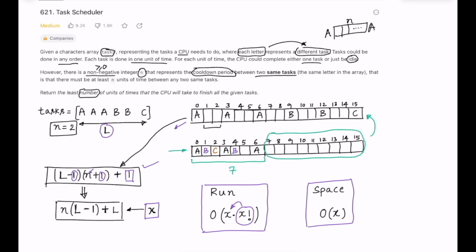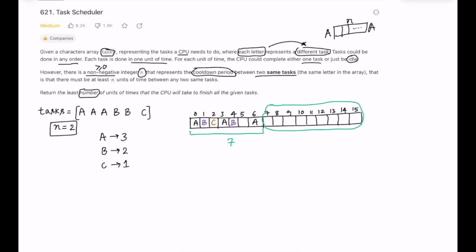Let's start with the final solution we have here and try to look at any patterns we can identify. This is the final solution we found using the brute force approach. Let's try to notice any patterns here. In this order, we started with the most frequent task, A, and between the same task A, we added other tasks, same here and same here. So that acts as a cooldown period for task A.